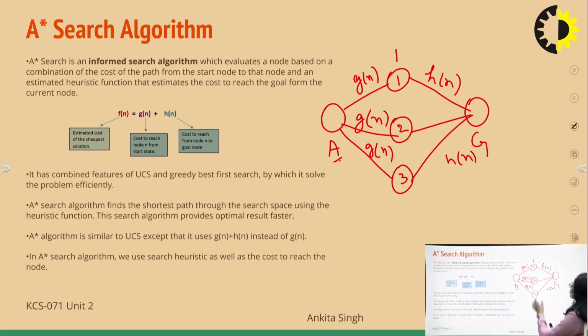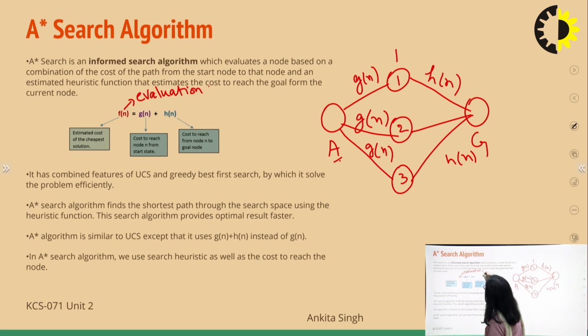So, in your best first search algorithm, we were only focusing on this path, but in your A star search algorithm, we are focusing on both parts. So, this is called your evaluation function. This is your evaluation function, which consists of the cost to reach node n from the start node, plus the cost to reach the goal node from node n. So, that was your A star search algorithm.